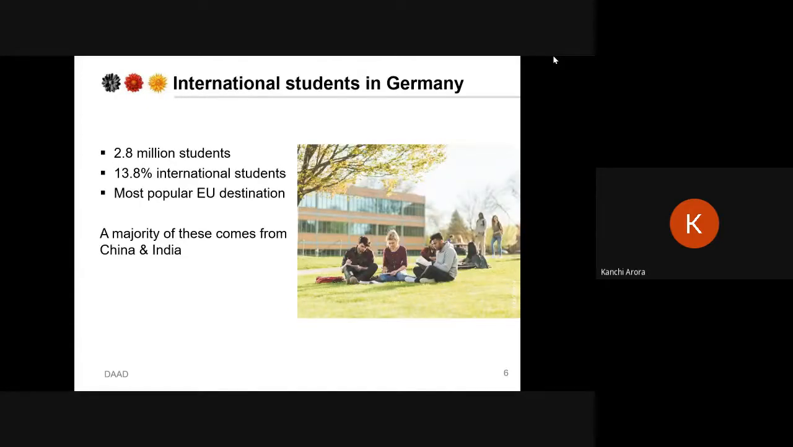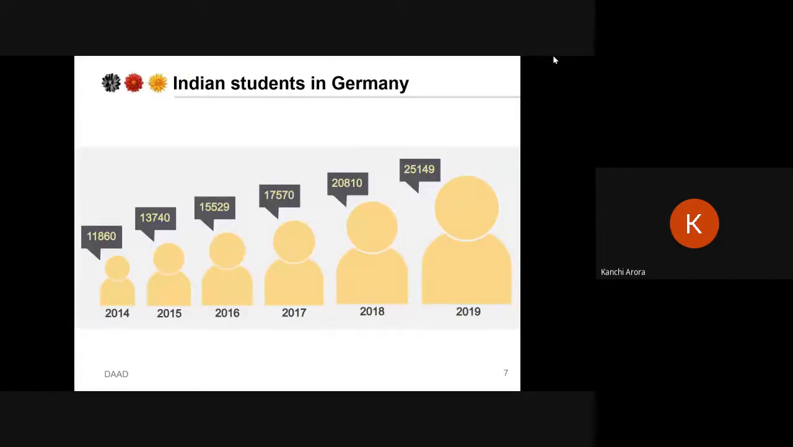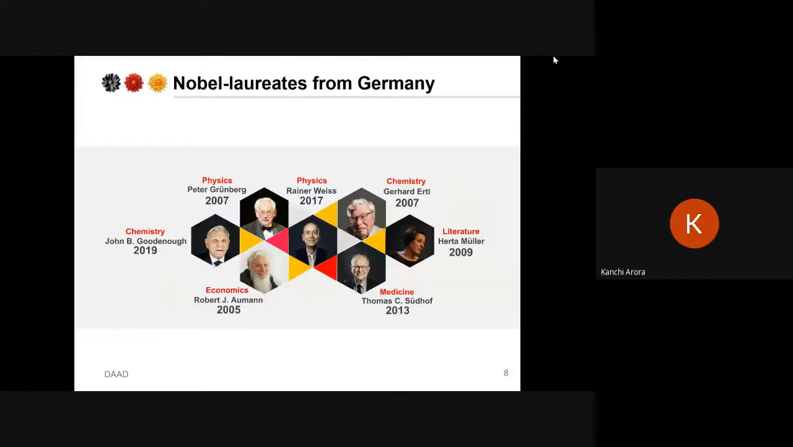I was already talking about how German universities are opening up to international students. We have currently 13.8% international students in Germany, and the majority of them are, of course, from China and then India. So the Indian students are the second largest group of international students that we have in Germany. So you'd find a lot of Indians there.